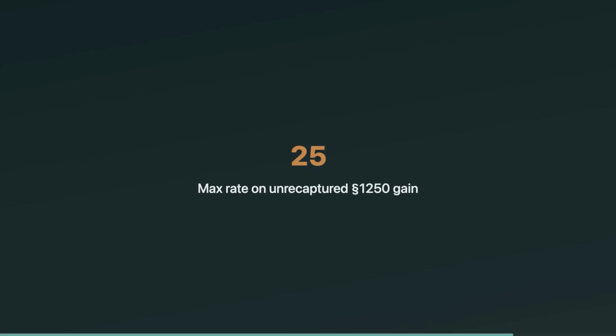Run the classic numbers. Buy a building for $200,000. Take $50,000 straight-line depreciation. Adjusted basis is $150,000. Sell for $360,000. Total gain is $210,000. Unrecaptured Section 1250 gain is the depreciation, $50,000, taxed up to 25%. The remaining $160,000 is regular long-term capital gain. On the EA exam, this split is the whole point.